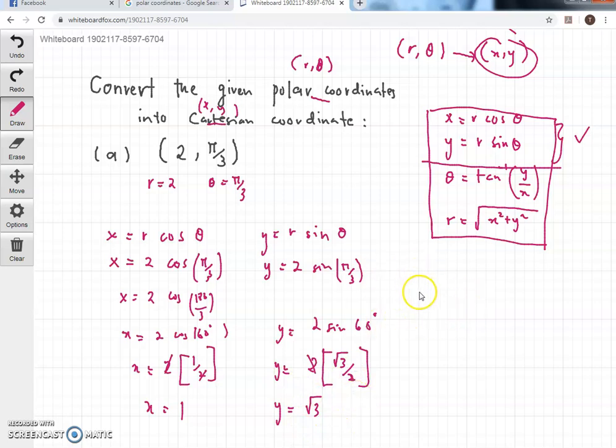So here we can make a conclusion. The point (2, pi over 3) is now equal to (1, root 3). So this is in the form of r and theta, and you can convert it into another system, which is x and y.